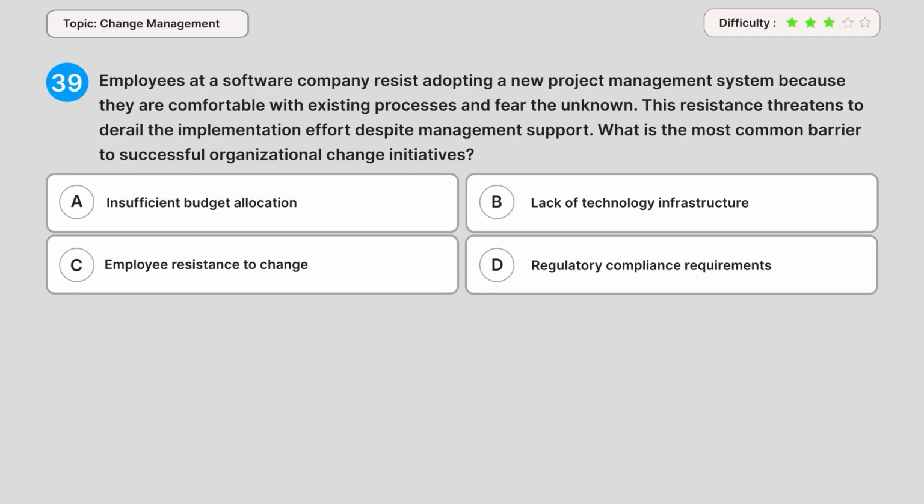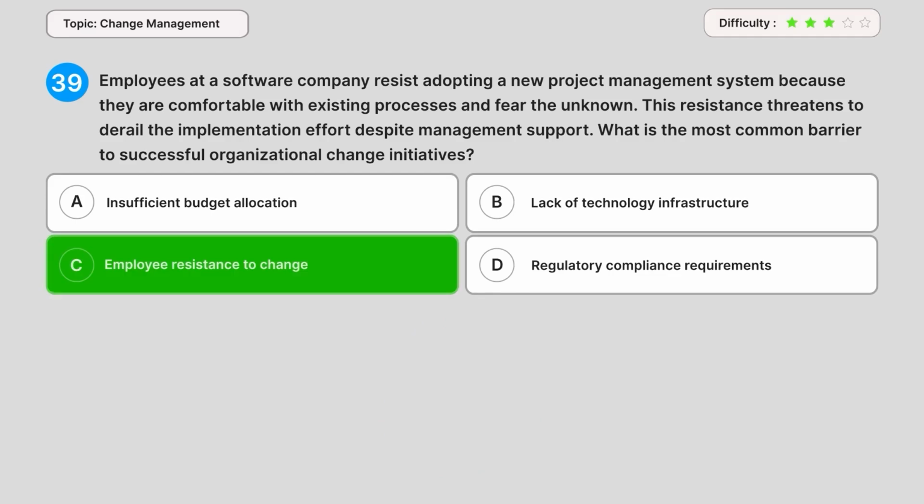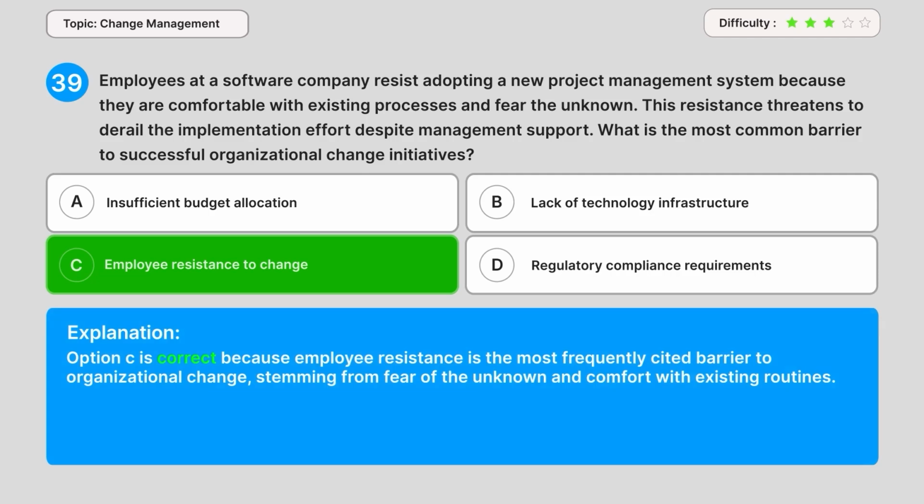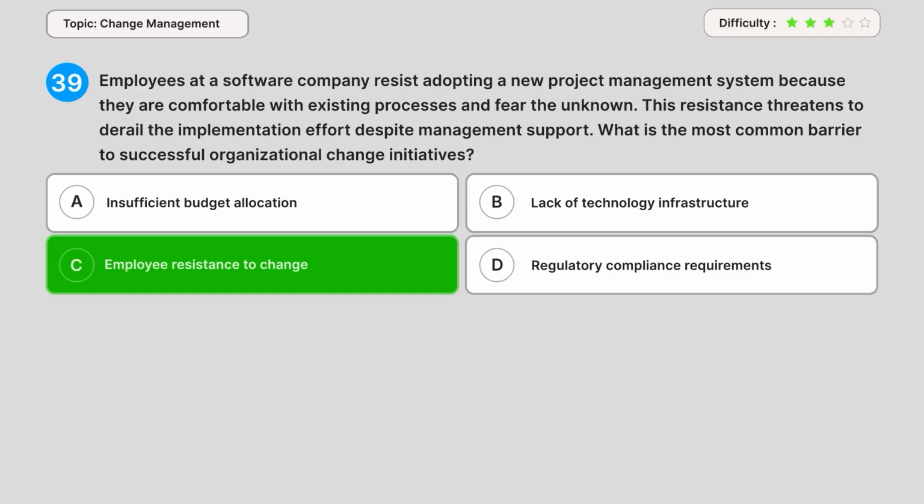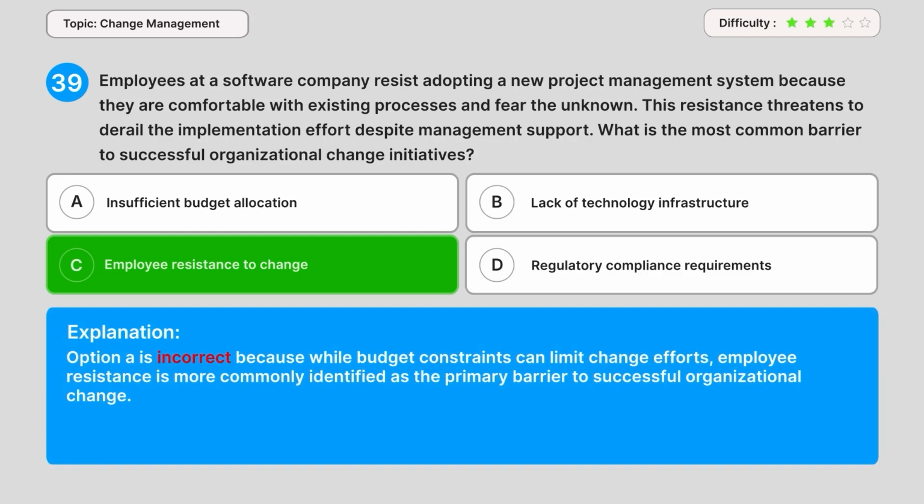Correct answer, C. Employee resistance to change. Explanation. Option C is correct because employee resistance is the most frequently cited barrier to organisational change, stemming from fear of the unknown and comfort with existing routines. Option A is incorrect because while budget constraints can limit change efforts, employee resistance is more commonly identified as the primary barrier to successful organisational change.